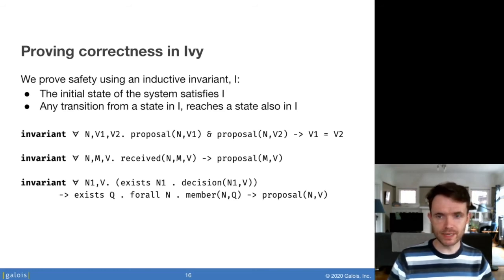If two nodes make a decision, then each node must have an identified quorum, but any two quorums must have a common member, and each node can only propose a single value, so it must be true that the nodes decided on the same value.